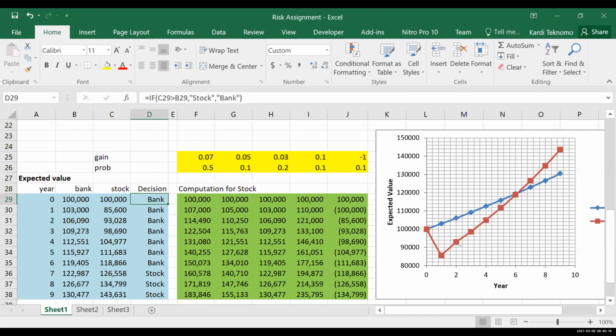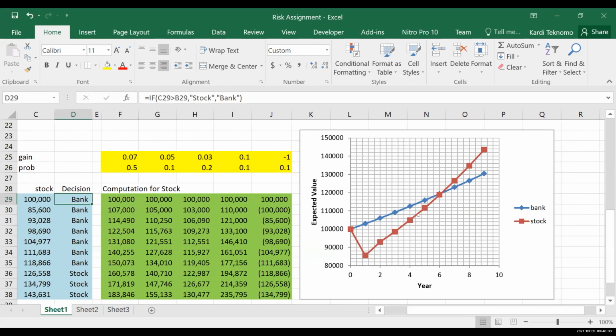Okay, so if you can see this, this is the assignment, right? If you can see here, the slope of the blue line, which represents the bank, and the slope of the red line, which represents the stocks, will surely meet at a certain point. So in this case, 6 years. If they are parallel, then you can stop anywhere. But when they have different slopes, they should meet somewhere.